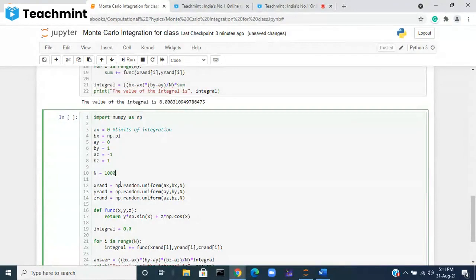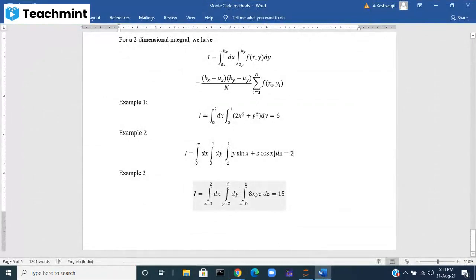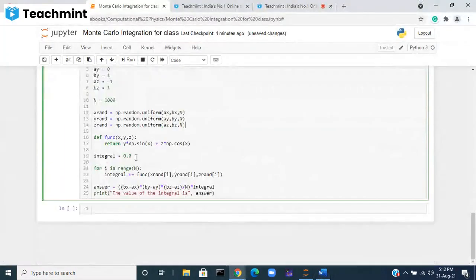Between the lower limit and upper limit, we generate 1000 uniformly distributed random numbers lying between ax and bx. Similarly, we generate 1000 random numbers for y lying between ay and by, and 1000 uniformly distributed random numbers for z lying between az and bz. So these three intervals, 0 to pi, 0 to 1, -1 to 1, are taken care of. And what is the integrand? The integrand is y sine x plus z cos x.